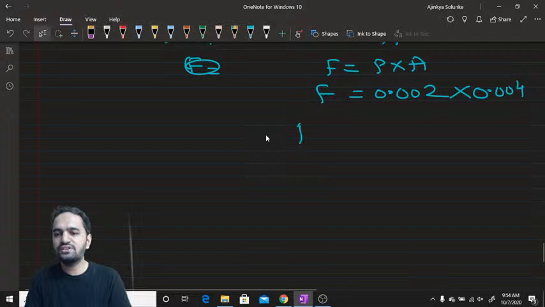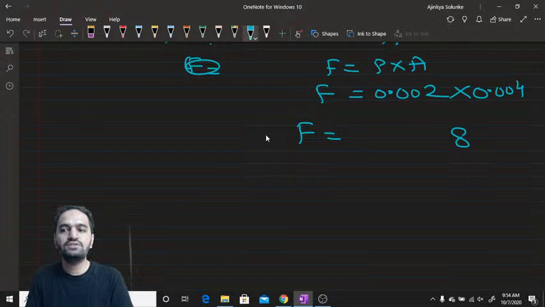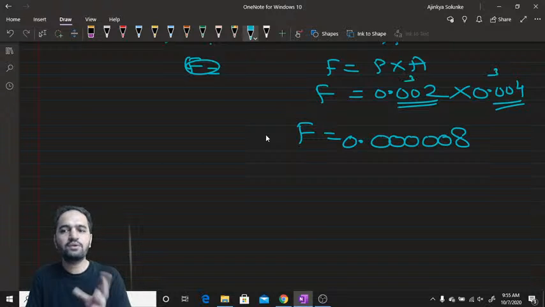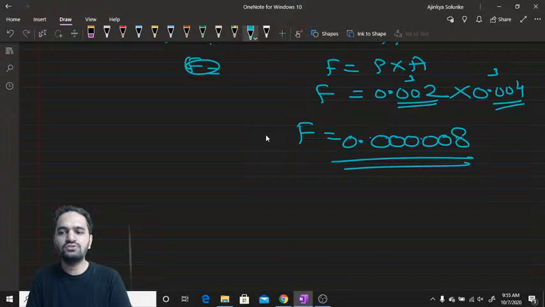Calculate. What is the answer for this? So 2 4s are 8. But how many zeros? There are 3 decimals here and 3 decimals here, right? Means how much in total? 6 decimals. So that is 8 and then 1 2 3 4 5 6. So that is your answer: 0.000008 and the unit should be Newton.